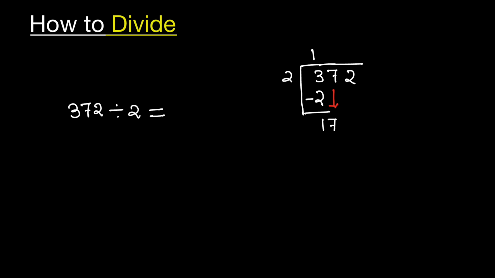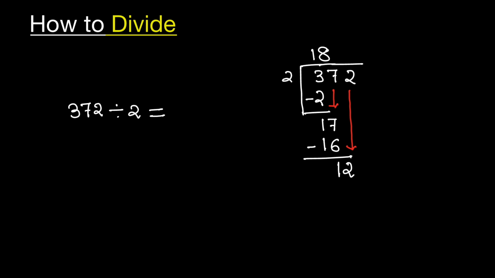And we know that 2 times 8 is equal to 16. Subtract, we get 1. Now again this 1 is less than 2. That is why we need to bring down this adjacent 2 here.